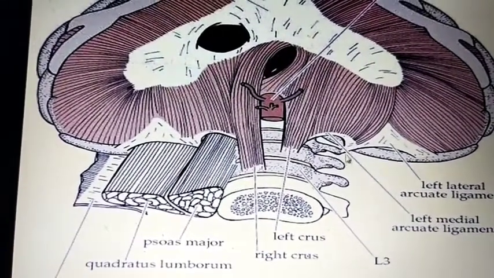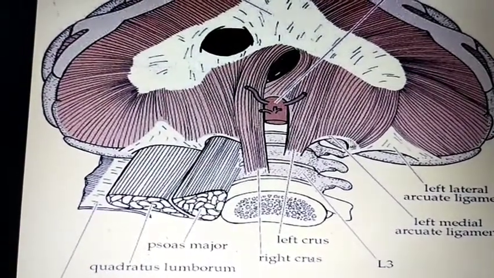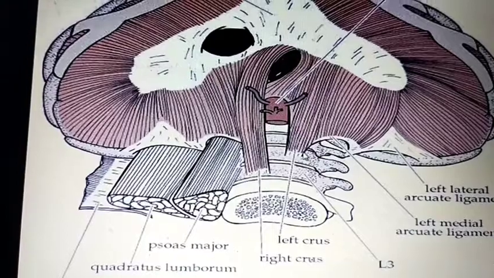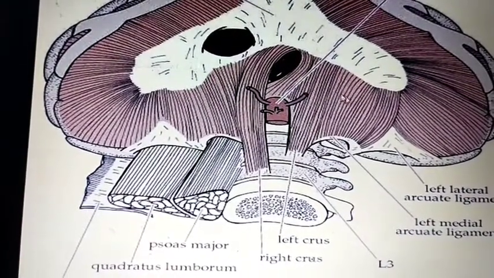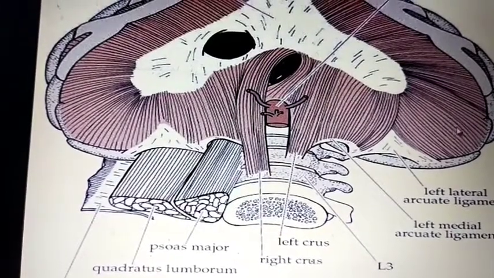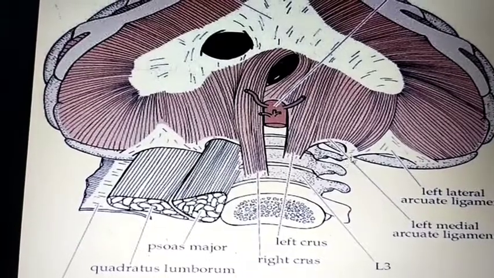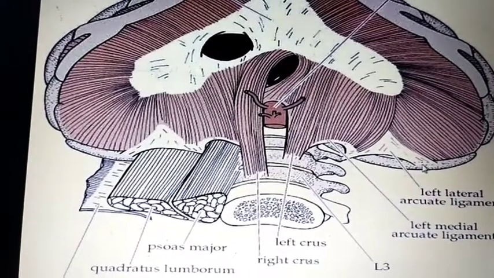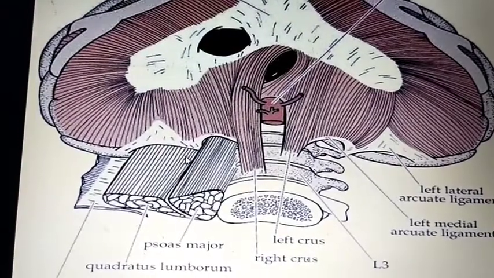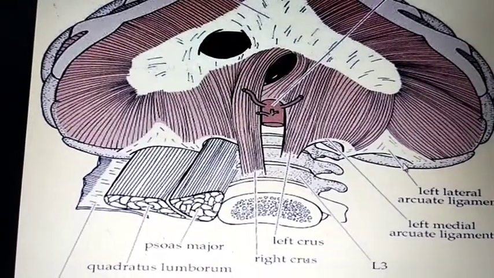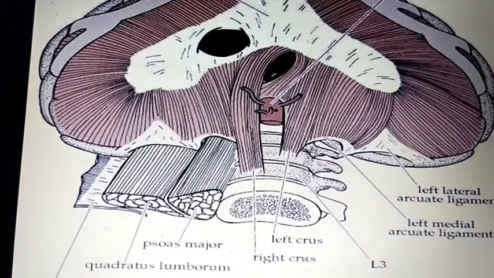This is the medial arcuate ligament, or the medial lumbocostal origin of the diaphragm. You can see this is the diaphragm muscle. And this is the left lateral lumbocostal arch. This is lumbar and this is costal, and it is somewhat more acute than the lateral. This is the medial lumbocostal origin of the diaphragm.